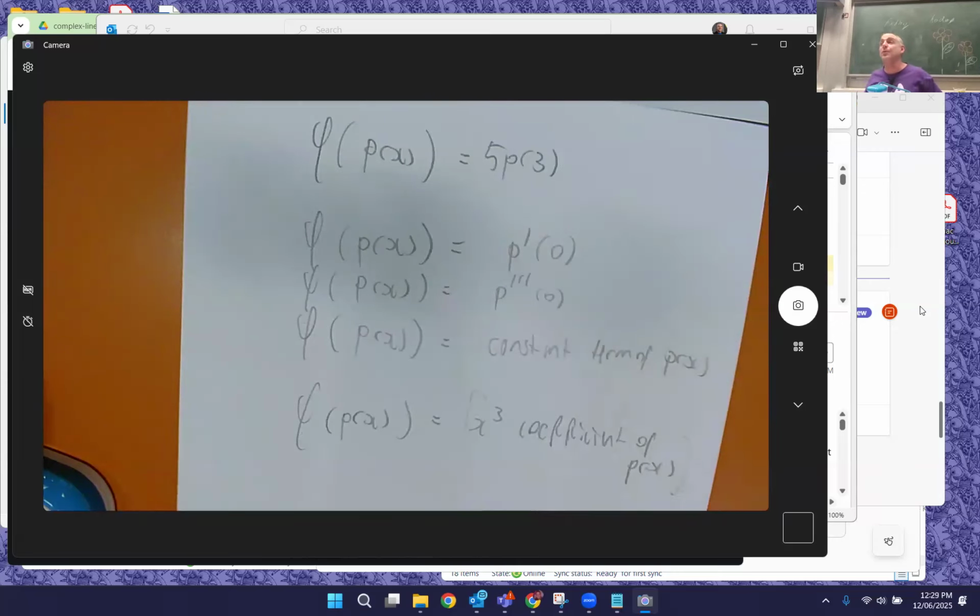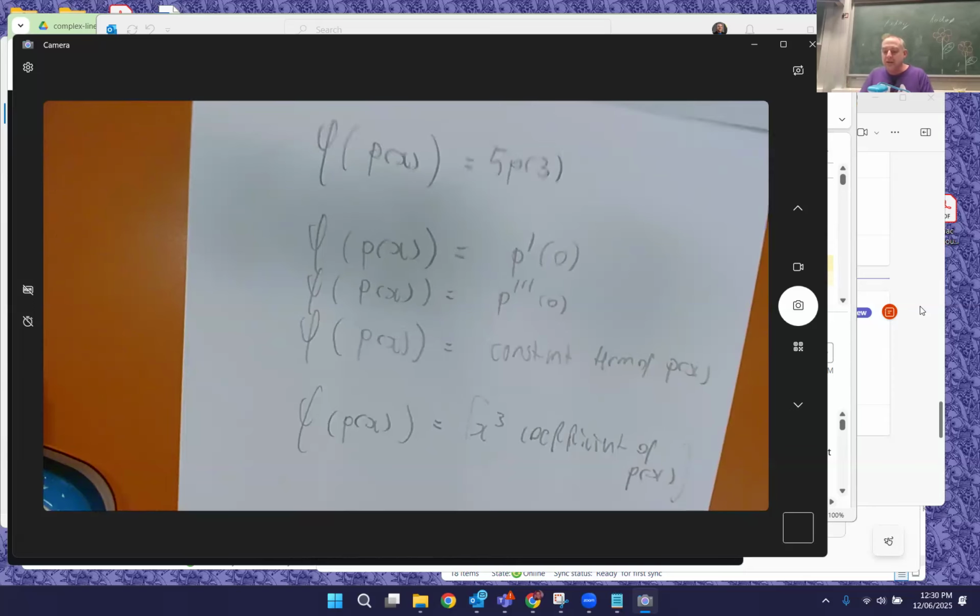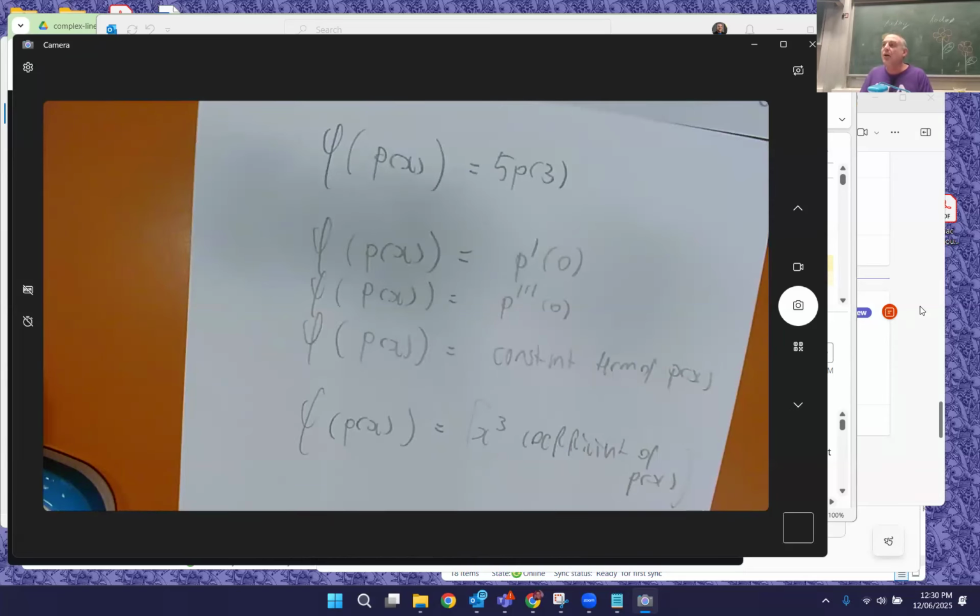Because if you add 2 polynomials and find their x cubed coefficient, that's the same as finding the x cubed coefficients first and then adding them. I just find this hilarious. There are all these things that you could naturally just do to a polynomial to produce a number, and they're all linear. But what does that mean?